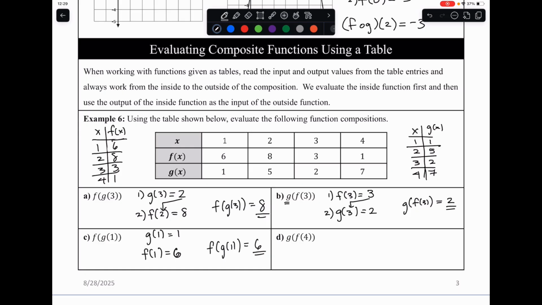And finally, the last one. So we want to start with f of 4 first. So let's look at the table on f, go down to 4, and we see that the y value is 1.